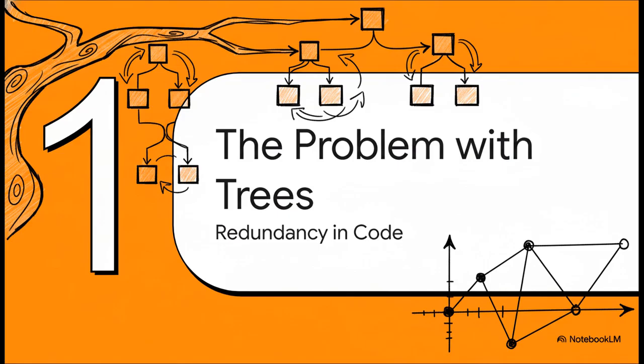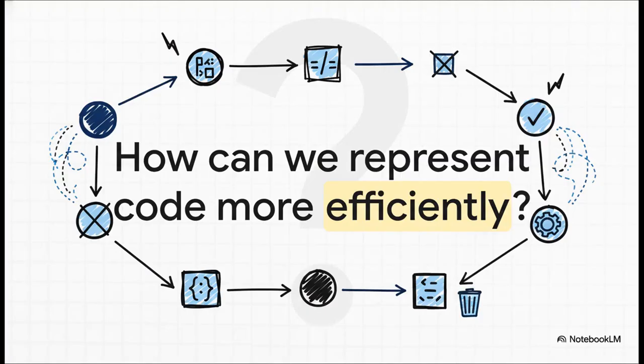For a compiler to make code better, it has to understand its structure first. Now, a really common way to do this is with something called a tree, but as you're about to see, trees have a big problem. And that leads us to the big question that every compiler designer has to tackle. How do we map out our code in a way that's not just correct, but is also super efficient and avoids doing any extra work?